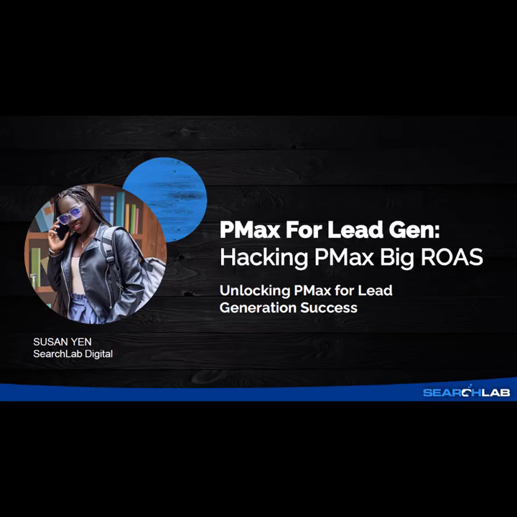Oh, yeah, that's a big one. Limited insight into lead sources is a major pain point with PMax. So you might be getting leads, but you don't know where they're coming from. It's like trying to solve a puzzle with half the pieces missing. At this point, it sounds like PMax might be more trouble than it's worth for lead generation.